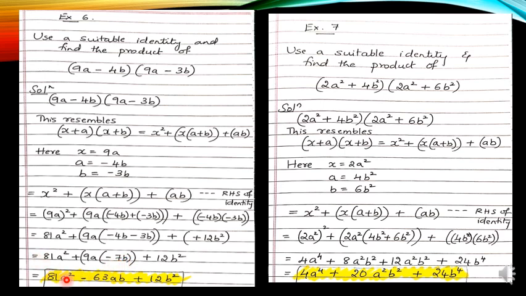Next step, 81a square. Now this plus 9a should be multiplied with this minus 7b. So plus into minus is minus. 9 into 7 is 63. A into b is ab. So it is minus 63ab plus 12b square as it is.